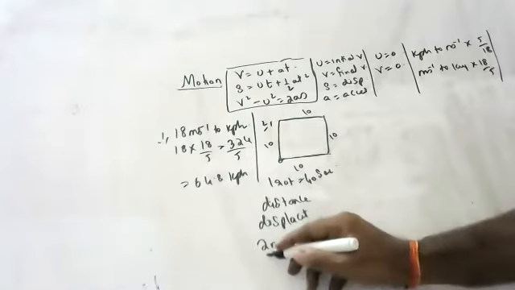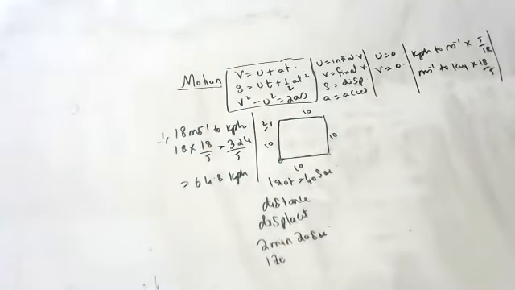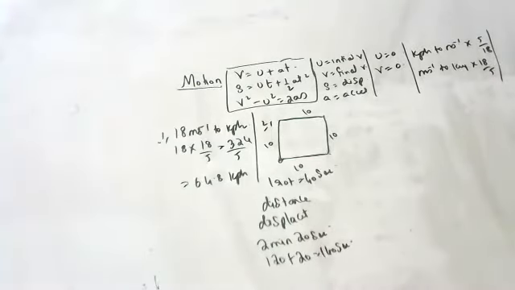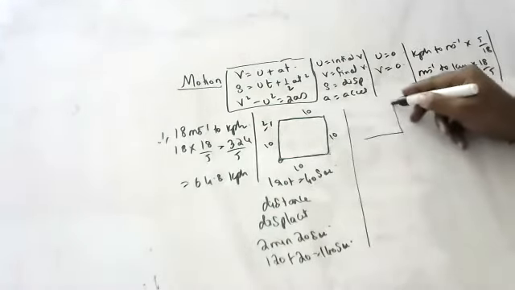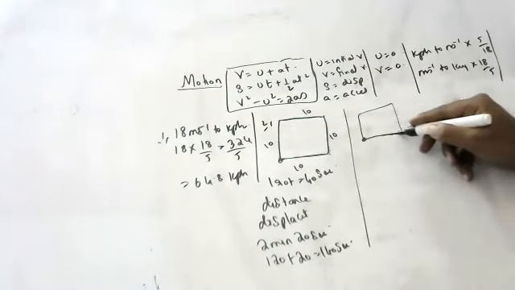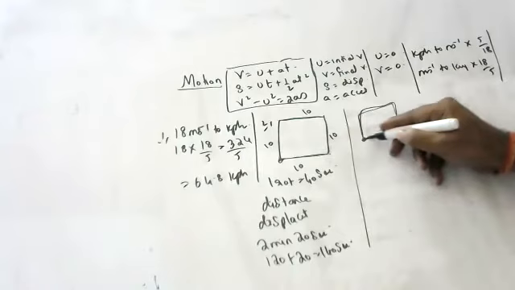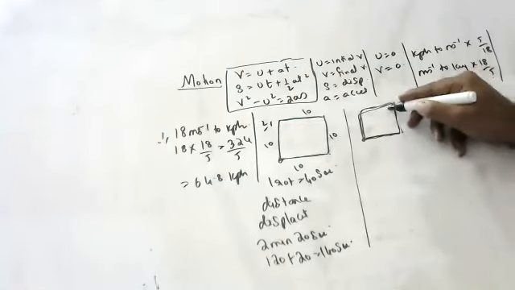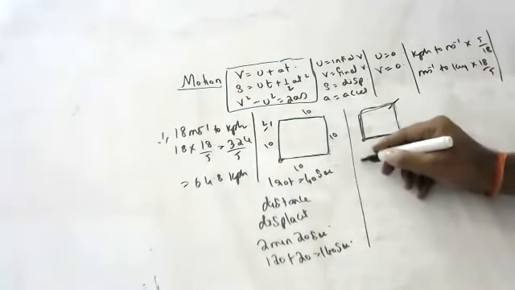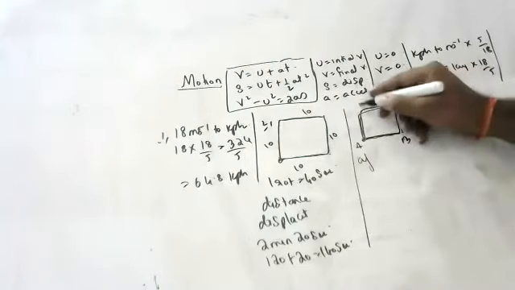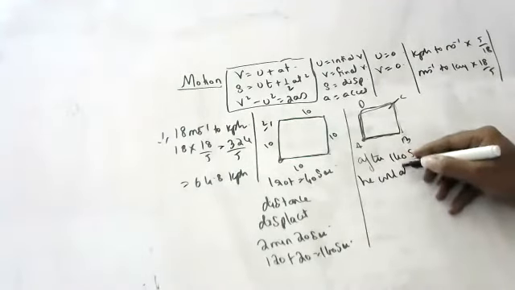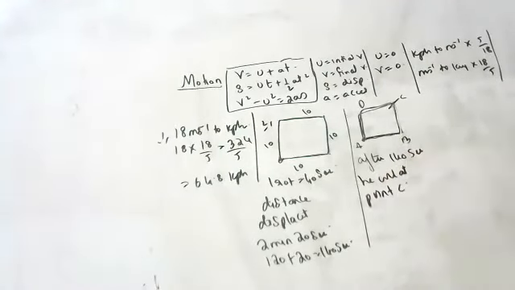2 minutes means how many seconds, children? 2 minutes means 120, plus 20, 140 seconds. In 140 seconds, how much distance is he going? Please see here, children. The first rotation takes 40 seconds, the second 80, the third 120. After 20 more, he will be here. So this is A, this is B, this is C, this is D. After 140 seconds, he will be at point C.